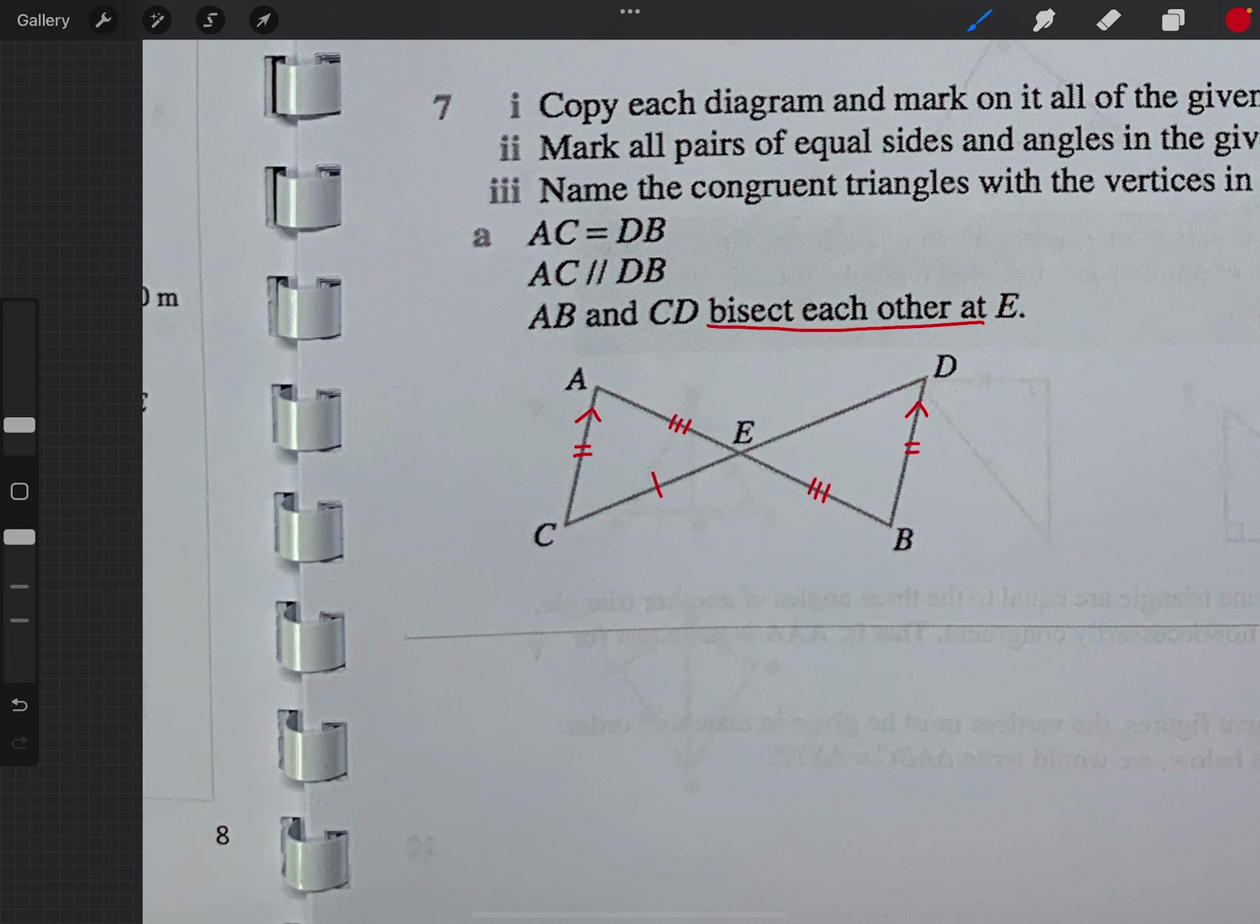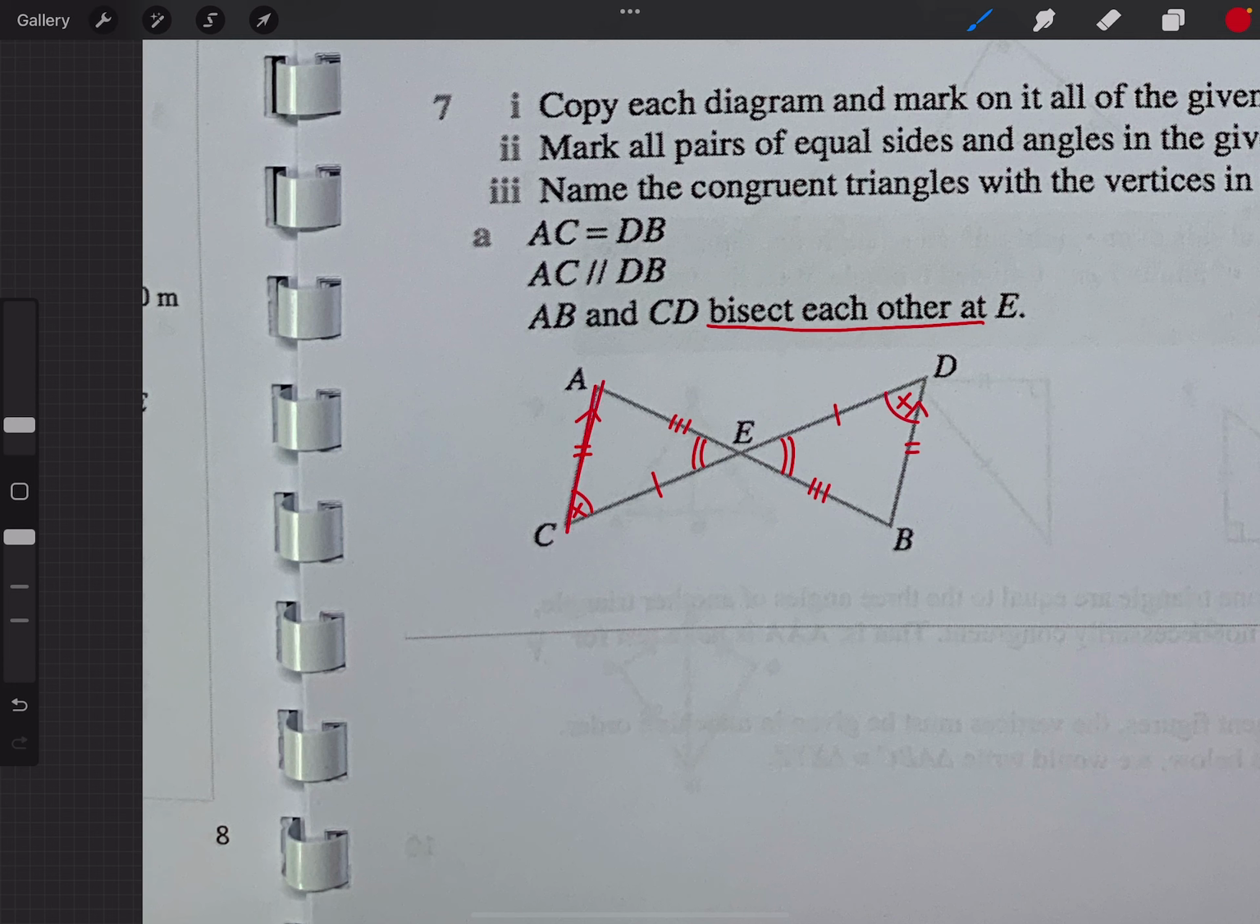Okay, so that means that this is the same, and that's the same. So all of the lengths are the same. This angle is equal to this angle because vertically opposite. This angle, I'm gonna label X, is equal to this angle because alternate angles.